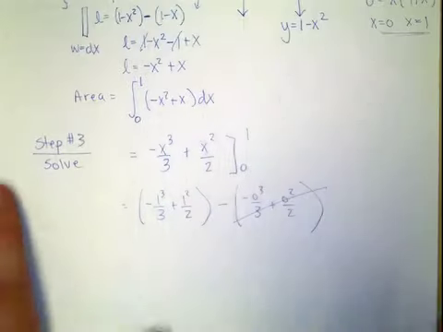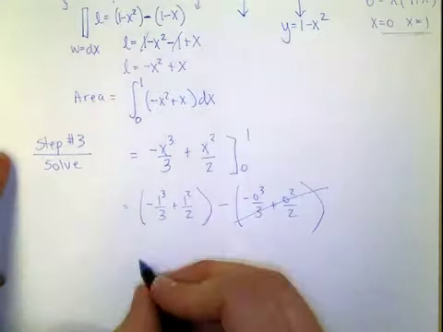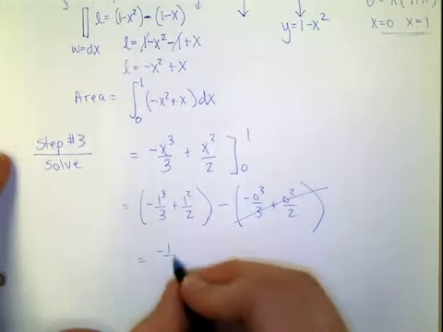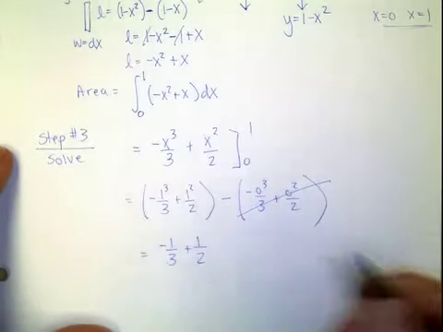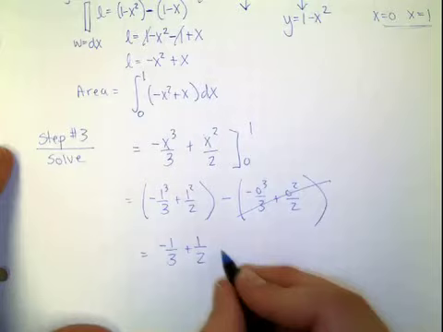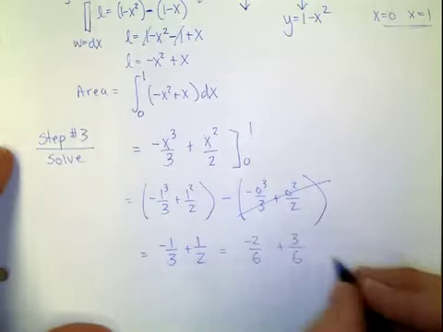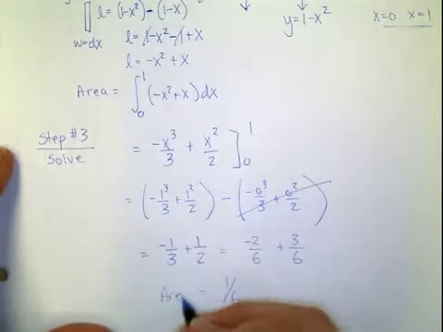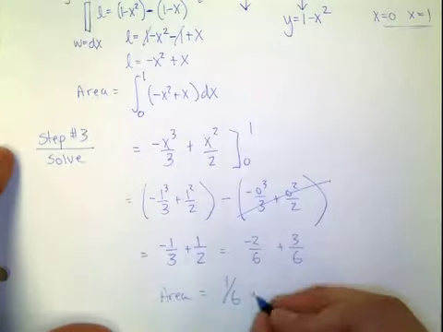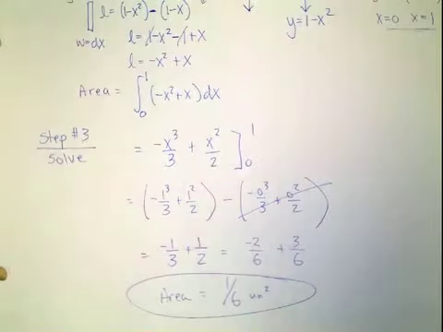We're really looking at basically, what do we got here? Negative 1/3 plus a half. With common denominators, we make these into sixes. So this is really negative 2 sixes plus 3 sixes, which equals 1/6. So the area of this small little shaded region is 1/6 units squared. And that's my answer.